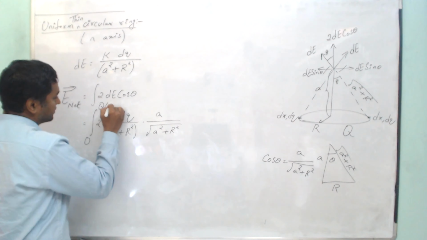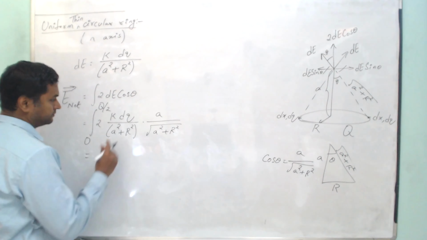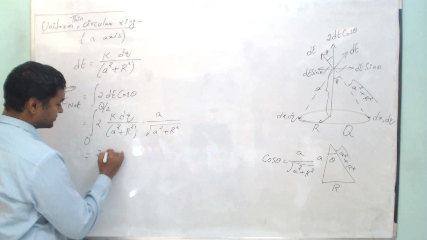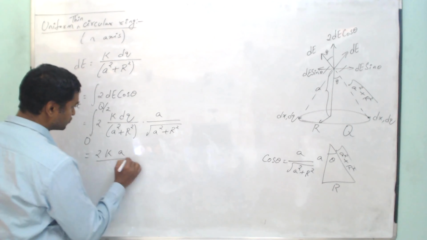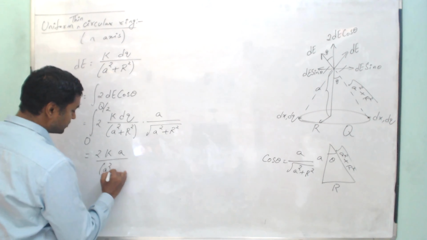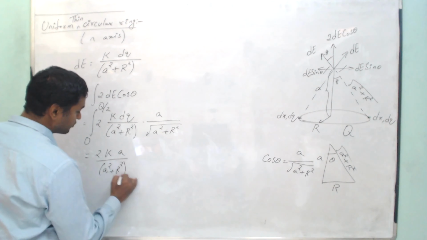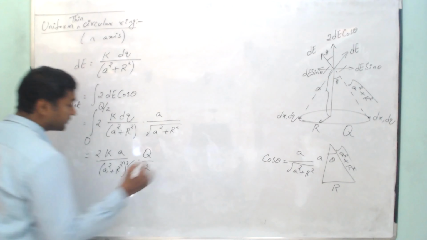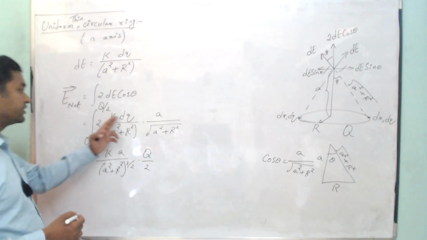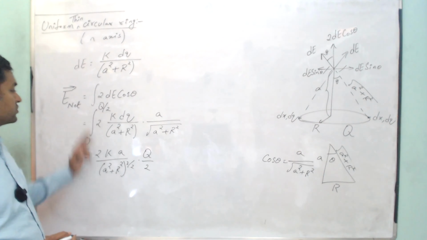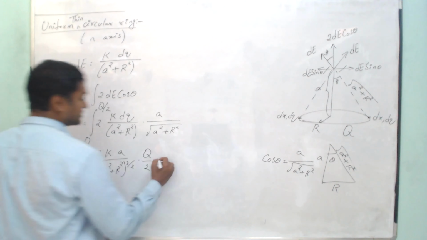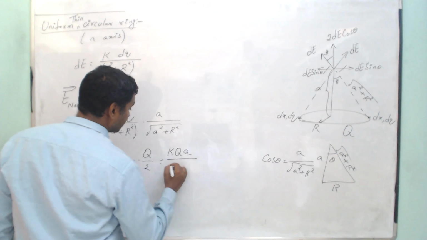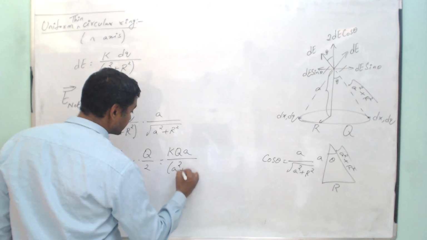Perfect. So everything else is a constant, and I will have Q by 2. So first let me write everything else: 2Ka over a square plus r square whole to the power 3 by 2, into capital Q by 2. Integral dq is Q, upper limit minus lower limit, it is Q by 2. The 2 will get cancelled. My final answer will be K capital Q a over a square plus r square whole to the power 3 by 2.